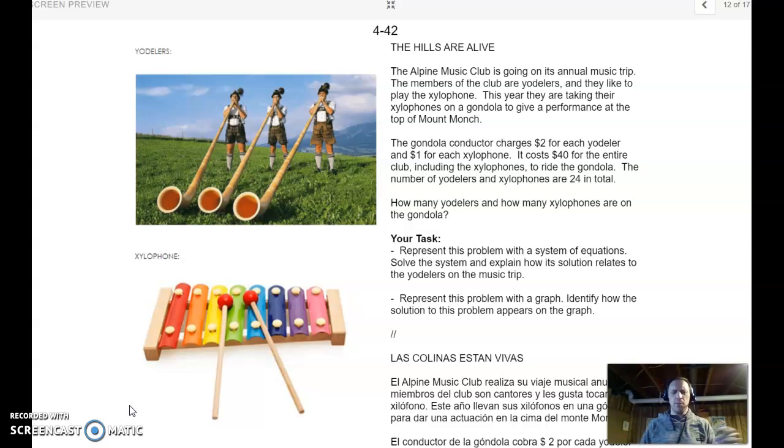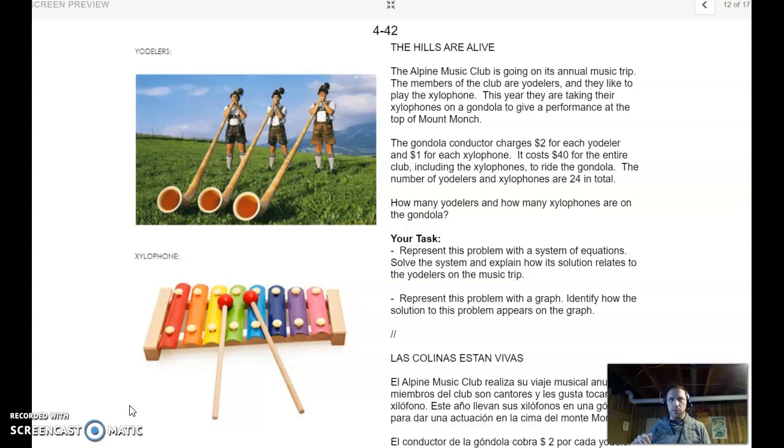So all words you may or may not be familiar with, but basically a yodeler is somebody who sings in that really terrible voice, right? Well, sometimes it's fun, but yodel, right? And then the xylophone, all right, playing that instrument. You've all probably seen a toy that looks like that. So we're trying to figure out if I take 24 yodelers and xylophones, some combination of that, and I get them into a gondola, I know the cost for each.